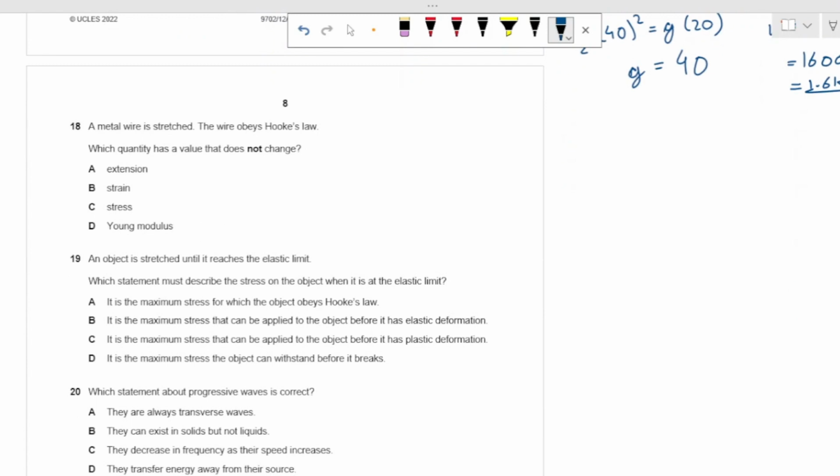Question 18. A metal wire is stretched. The wire obeys Hooke's law. Which quantity has a value that does not change? Okay, let's see one by one.